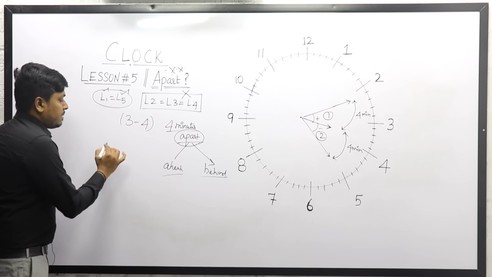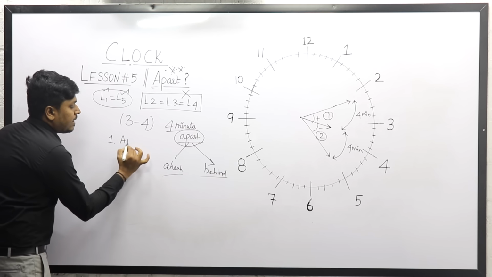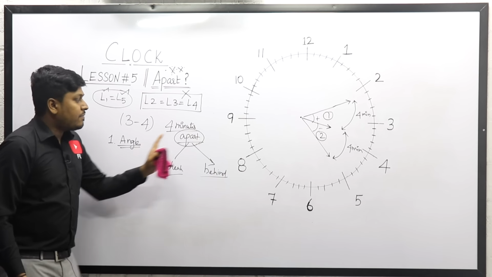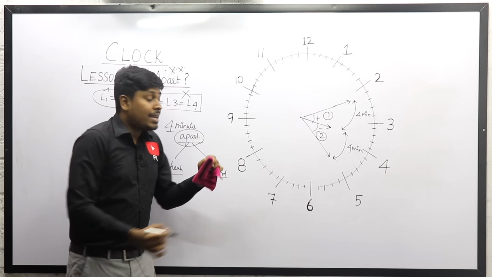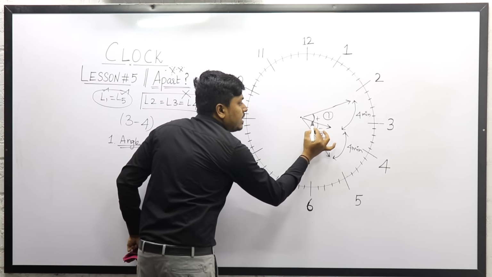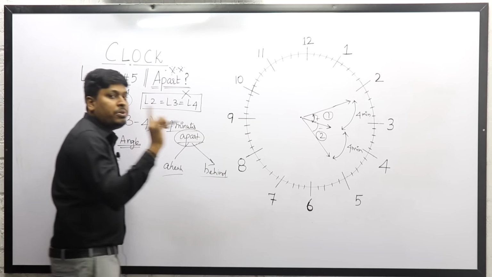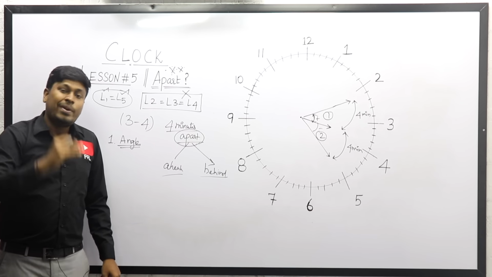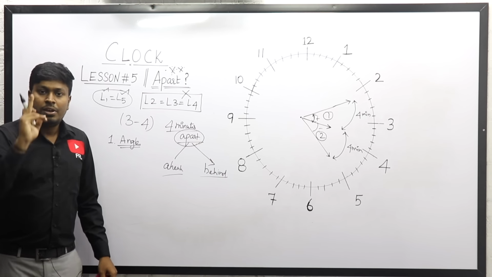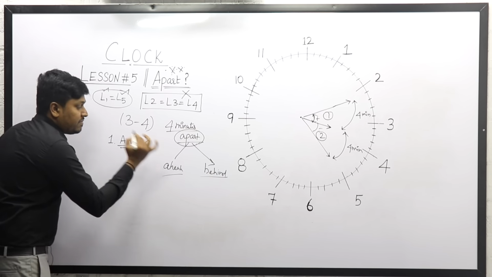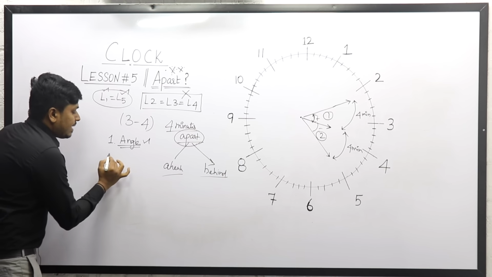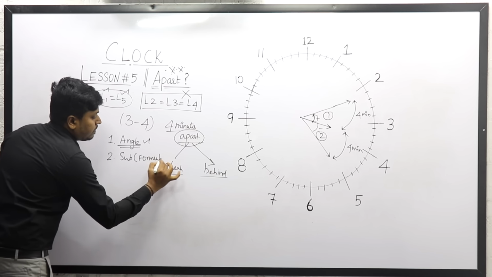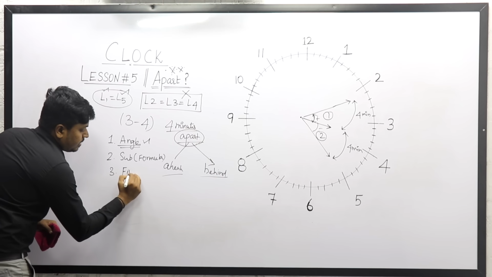So the first step to solve the question is you need to find the angle. This should be our first step. They have given 4 minutes apart, so your target is to find the angle between the minute hand and the hour hand. Sometimes they will say between 3 o'clock and 4 o'clock 10 minutes apart, 20 minutes apart, whatever the question be, your first step is to find the angle between the hour hand and the minute hand. The second step is to substitute the values in the formula. And the third step is to find the answer.